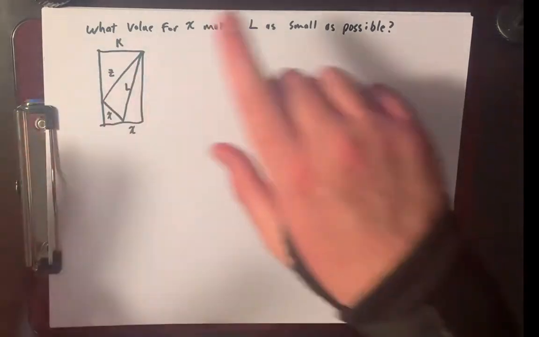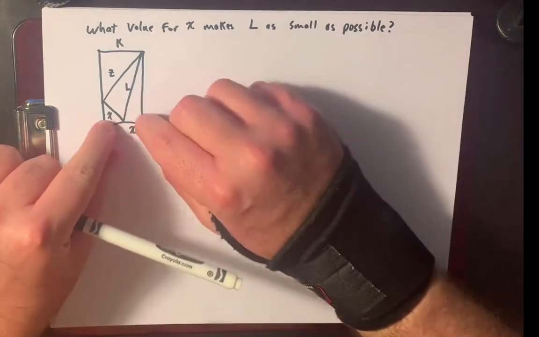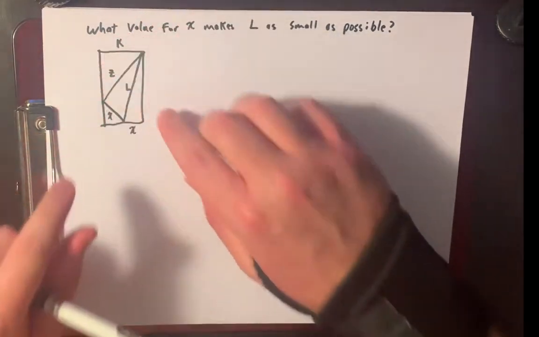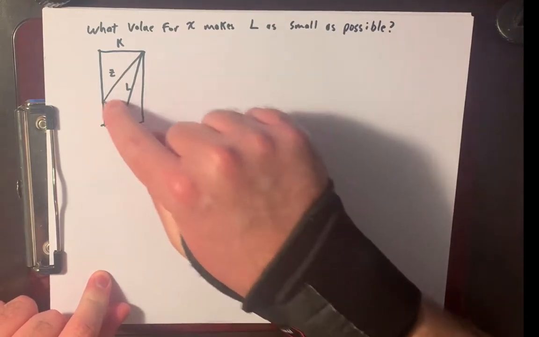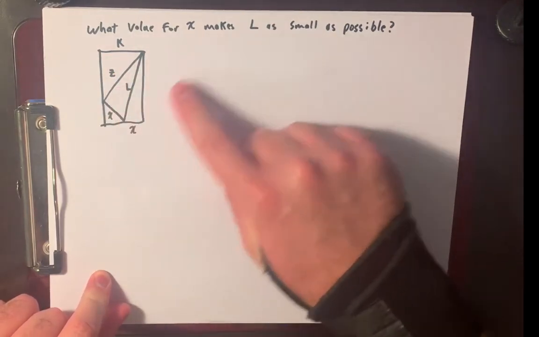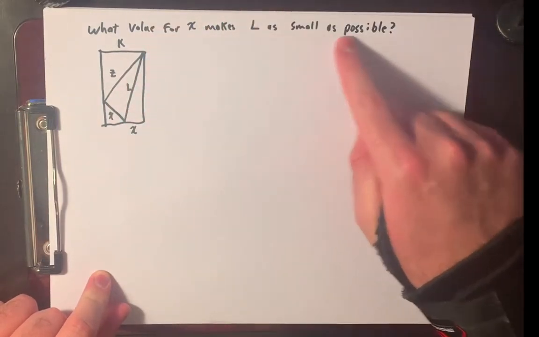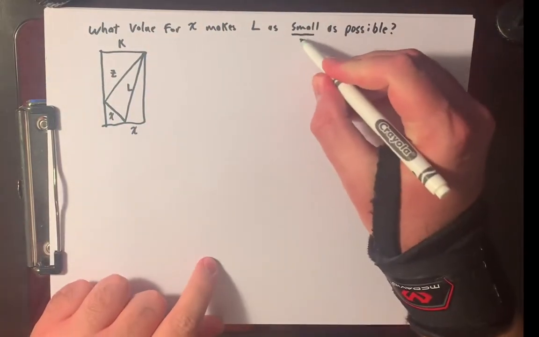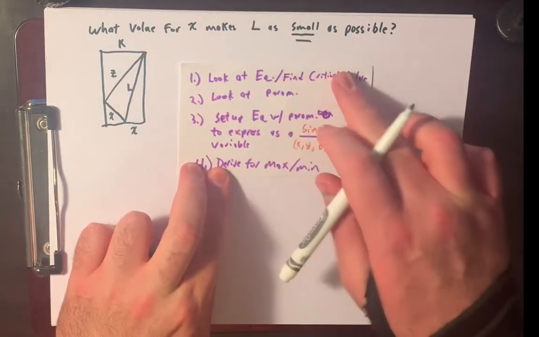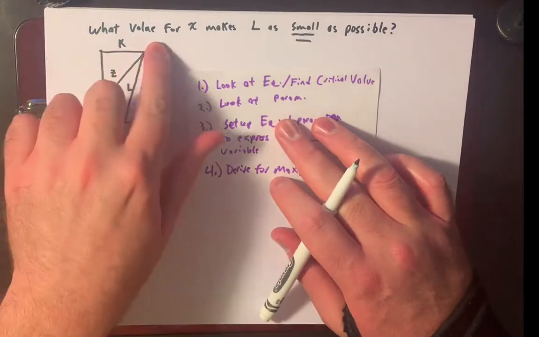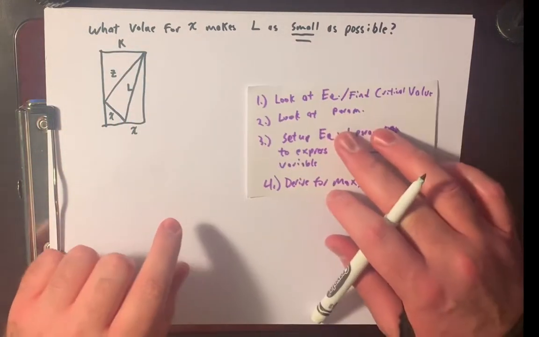Only a mathematician would come up with a question like this. But basically, you have a sheet of paper here that is folded across, and we're trying to figure out what the value for x, for that fold point, is going to make L, the crease here, as small as possible. Okay, so going off the first thing here, look at our equation, find our critical value. We want to know what value for x makes L as small as possible.